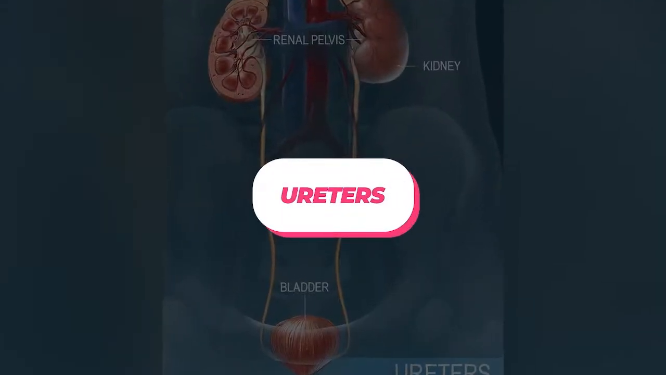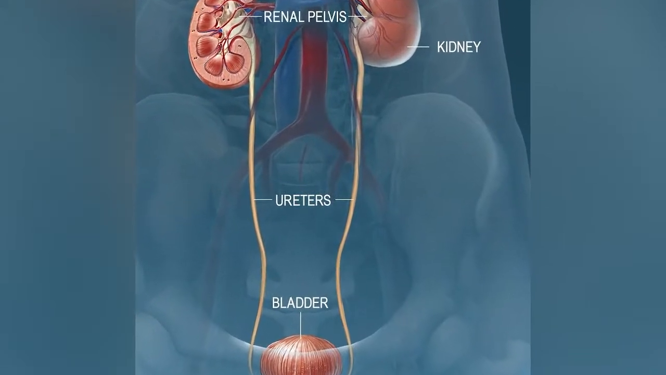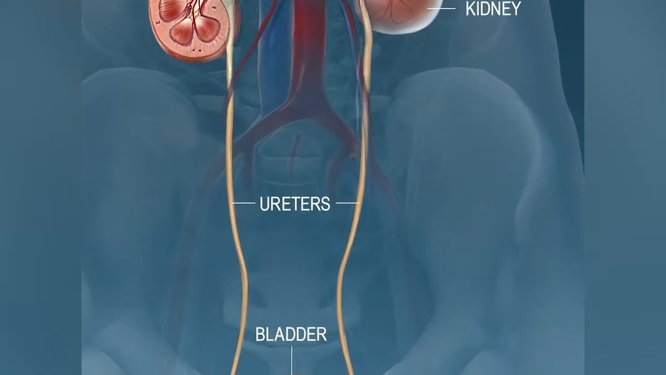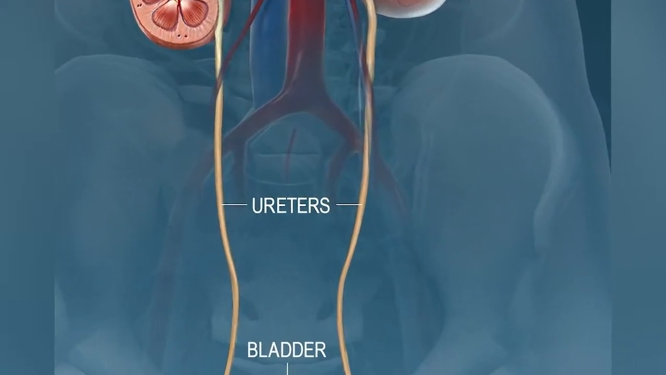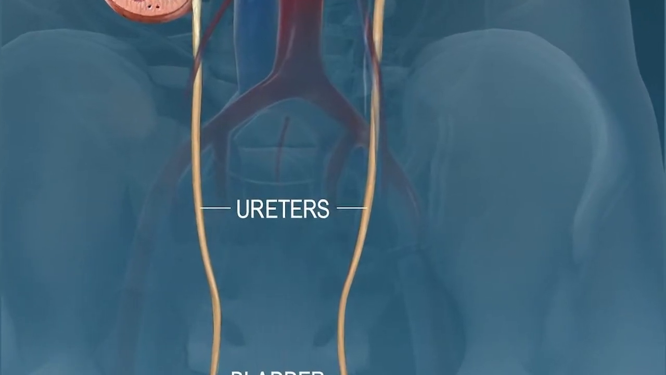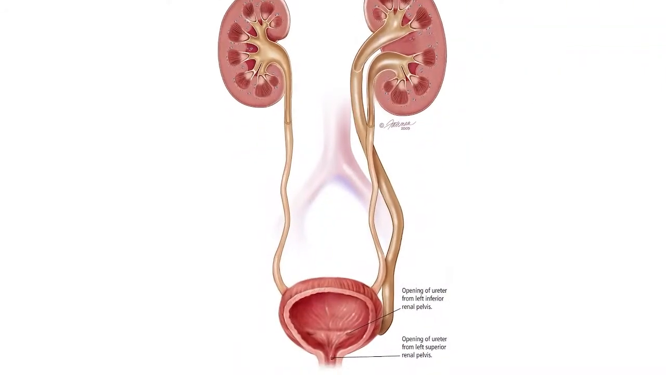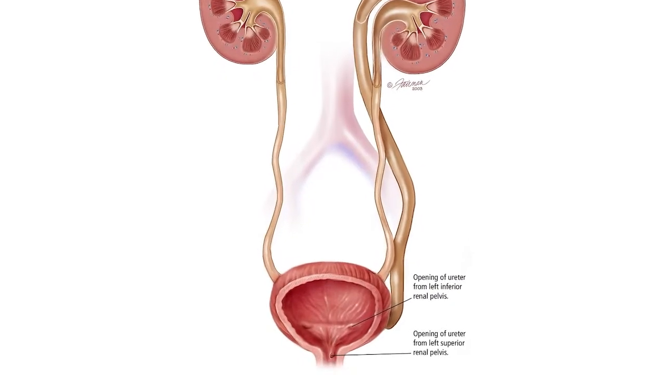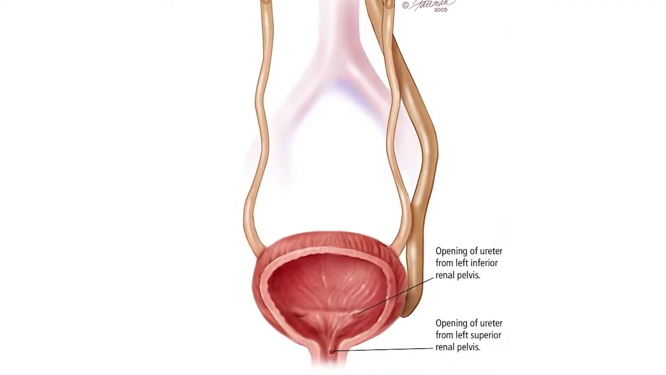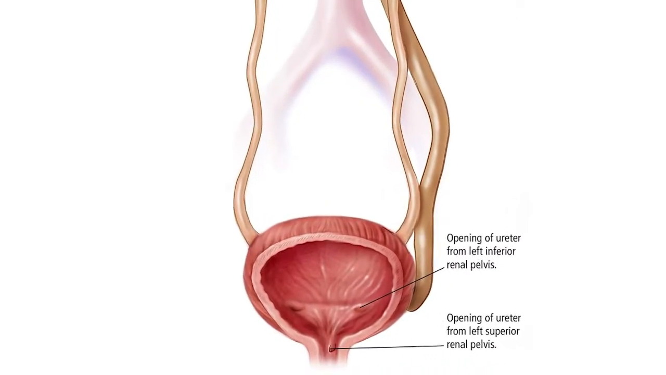Ureters. The ureters are a pair of thin, muscular tubes that transport urine from the kidneys to the bladder. The ureters use a series of muscular contractions, called peristalsis, to move urine through the urinary tract. The ureters also have a valve-like structure at the junction with the bladder, called the ureterovesical junction, which prevents urine from flowing back into the kidneys.